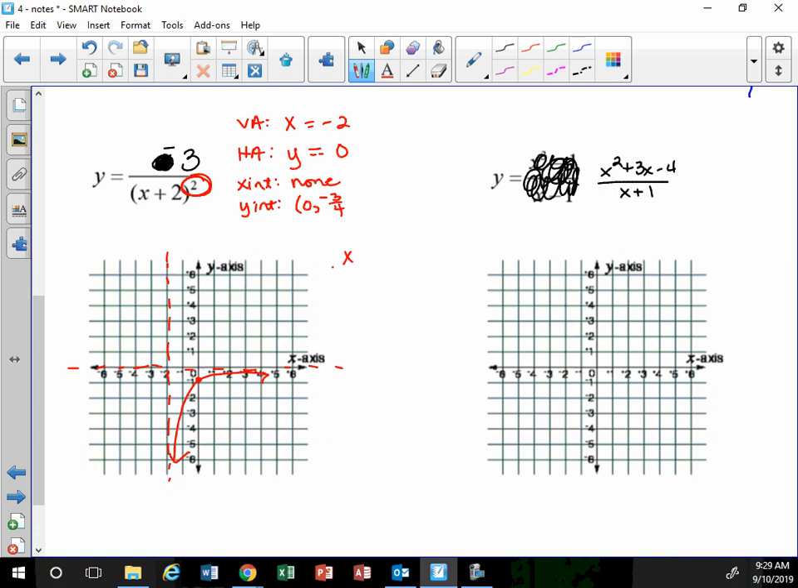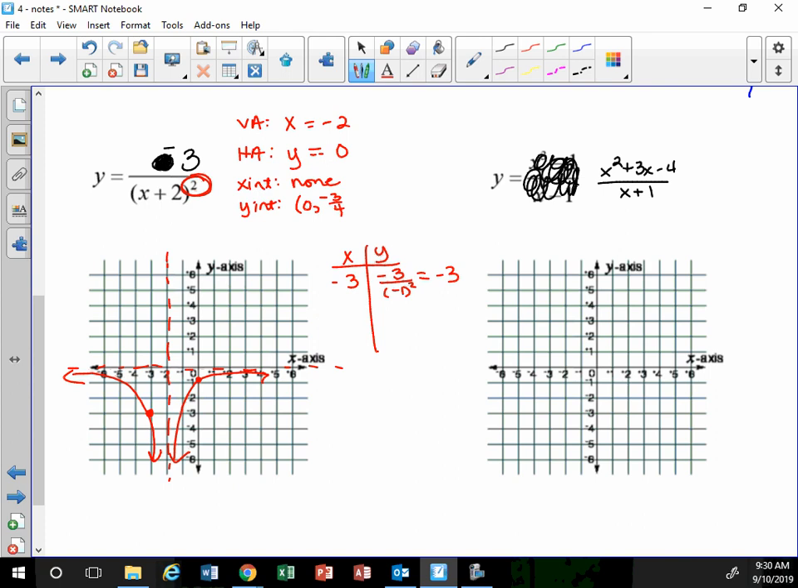So if you tested a point, let's say -3, I'd have -3 over -1 squared, which is really just -3. So -3, -3. It's down here. Remember, that multiplicity messes with things. It's like a bounce on your other graph. It was below my horizontal asymptote. It is still below my horizontal asymptote in the next section. Does that make sense?